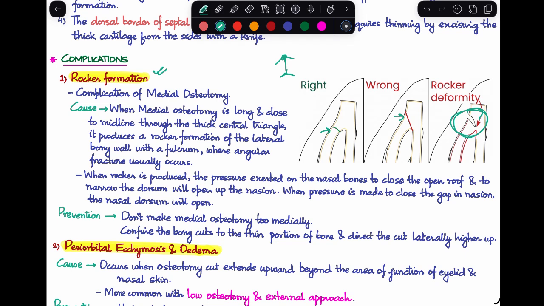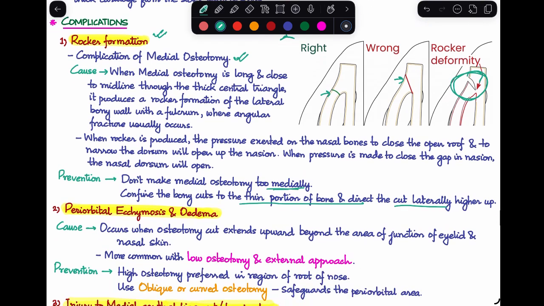So that is what is called a rocker formation. This is usually a complication of medial osteotomy. How do we prevent it? We have to make sure that we do not give this medial osteotomy cut too medially, and we'll also confine the bony cuts to the thin portion of the bone and direct the cut laterally higher up. So that's about rocker formation.